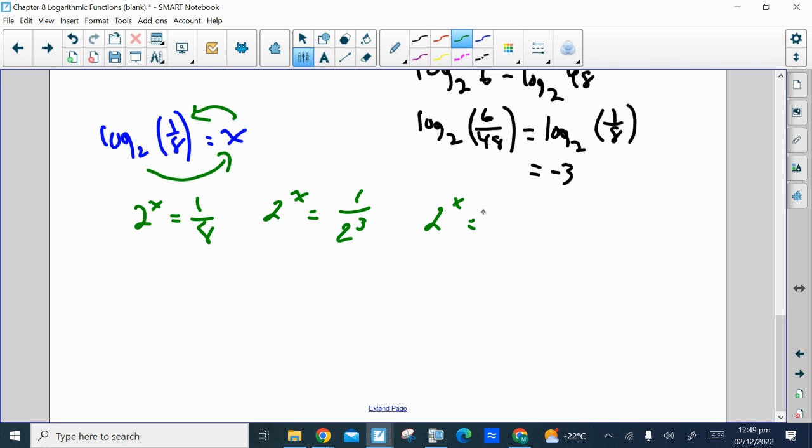Or 2 to the x equals 2 to the negative 3. Bases are equal, so the exponents are equal. Right? So that's how we started with evaluating logarithms. And then we learned about the calculator and that sort of thing.